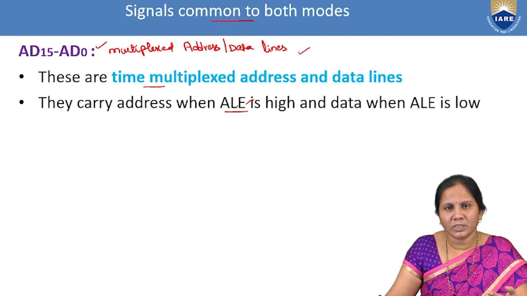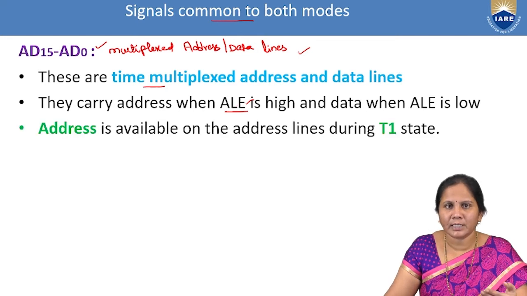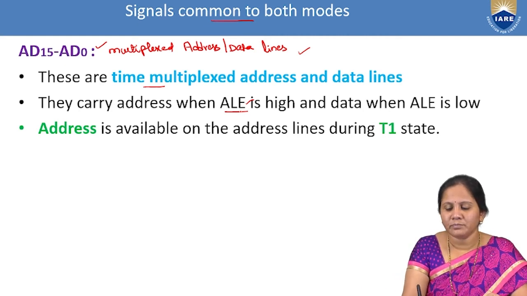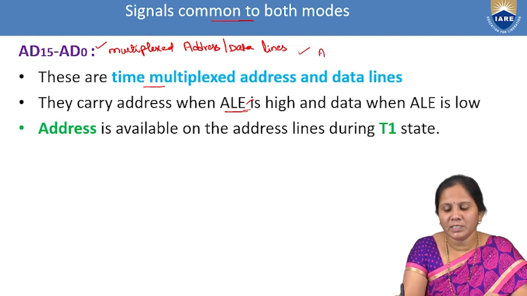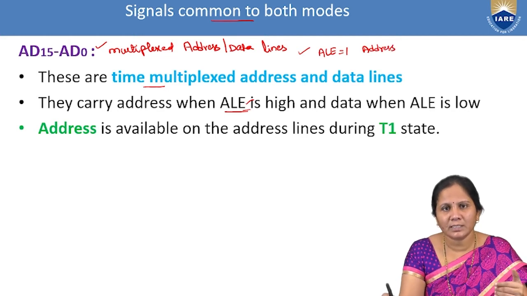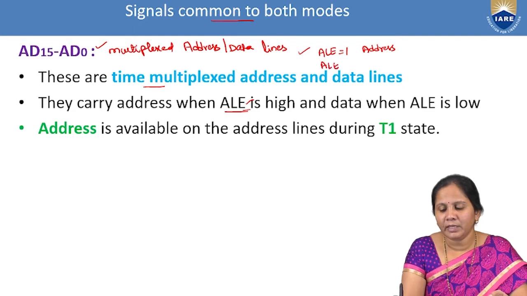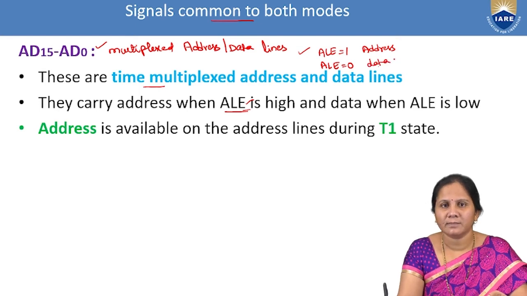Just now we have discussed ALE, address latch enable, and the latch present in that signal and the function of that latch. By using this ALE signal, if ALE is high, it is going to carry the address. That means the signals will be acting as the address lines. And if ALE is 0, those signals will be acting as data lines. That means the data will be carried.